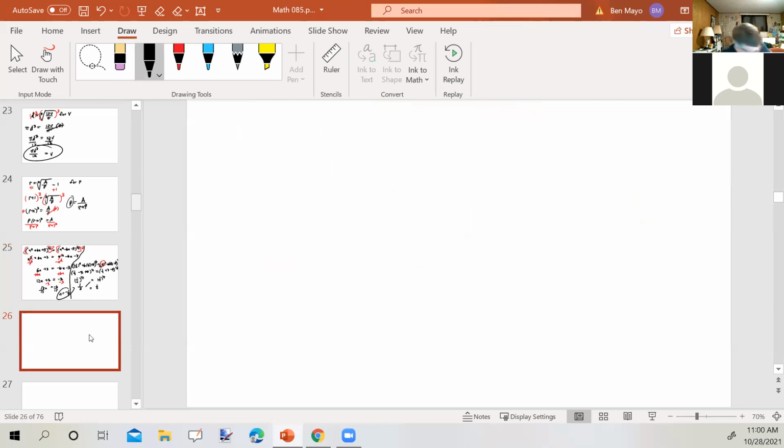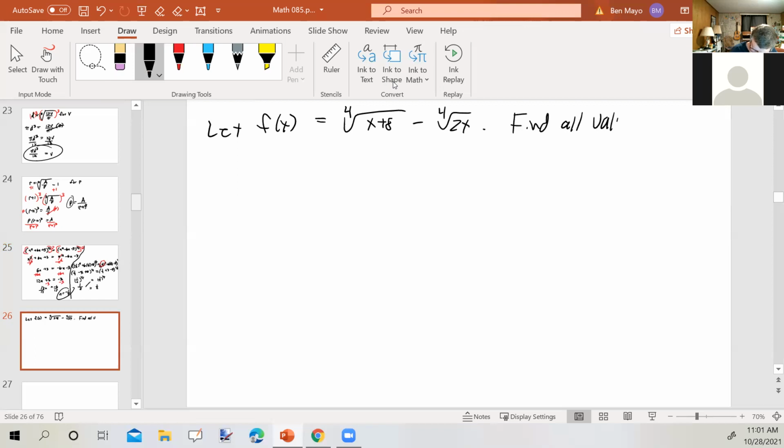Okay, one more here just for fun. Let f of x equal the 4th root of x plus 8 minus the 4th root of 2x. Okay, find all values of x for which f of x equals 0.